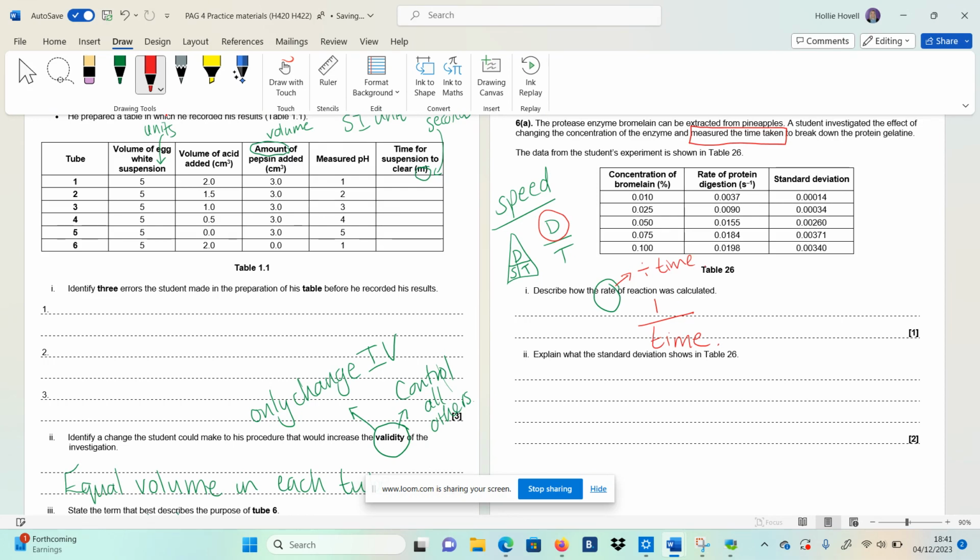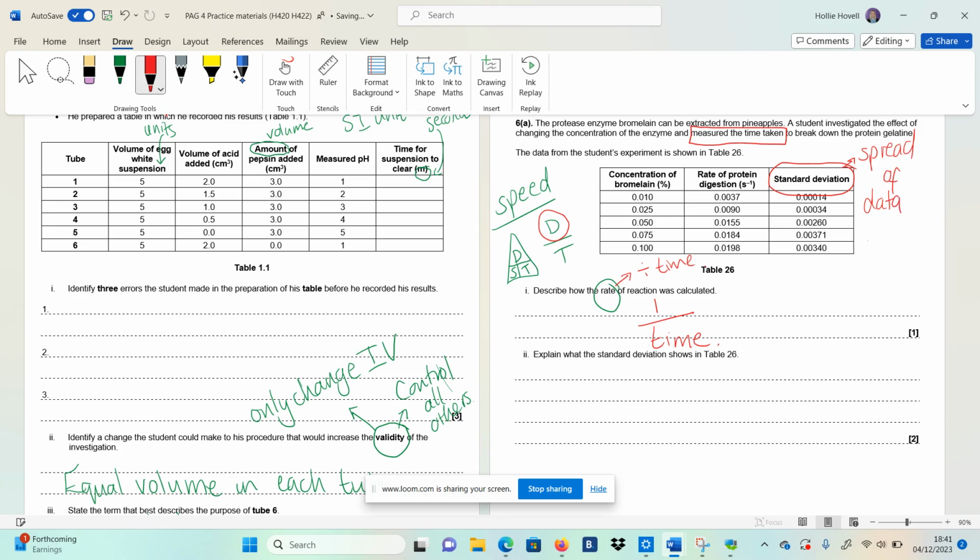But if you're measuring volume or something, you can put volume divided by time or whatever it is that you're actually measuring. Next one, explain what standard deviation shows in table 26. So standard deviation, depending on where you are in your course, you may or may not know much about standard deviation. But basically, standard deviation is how spread out the data is. So it's the spread of data.